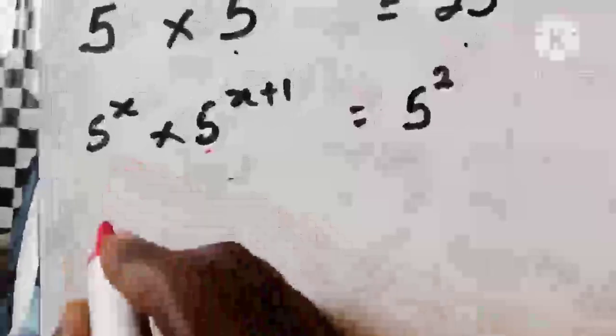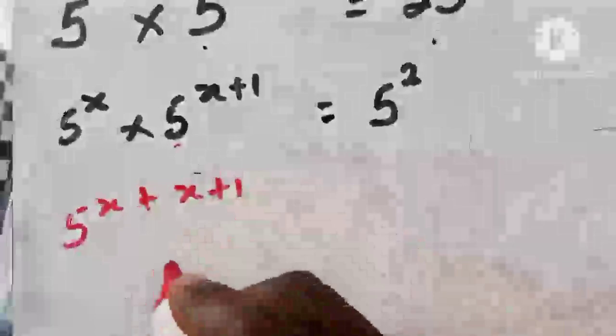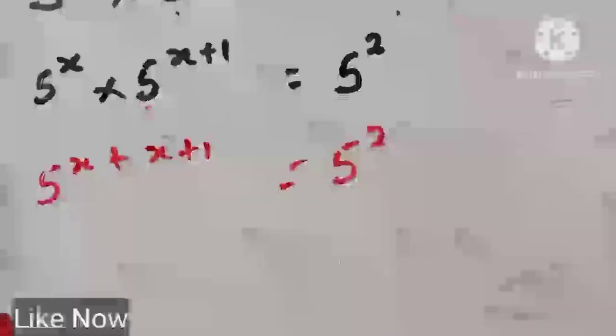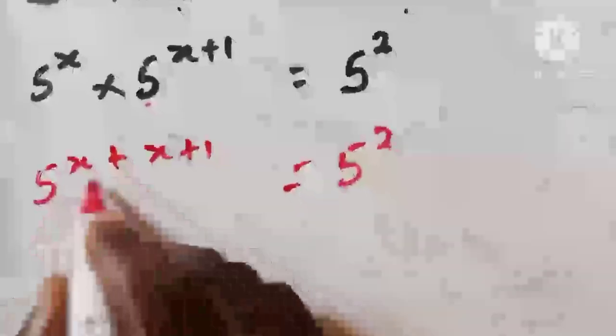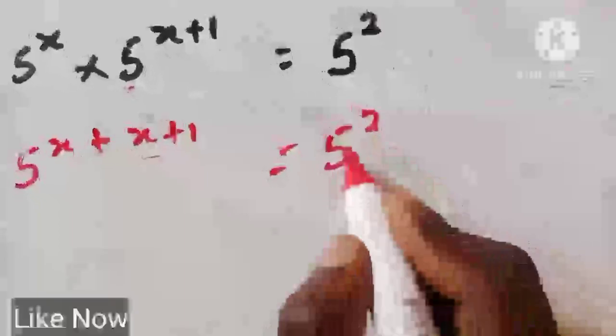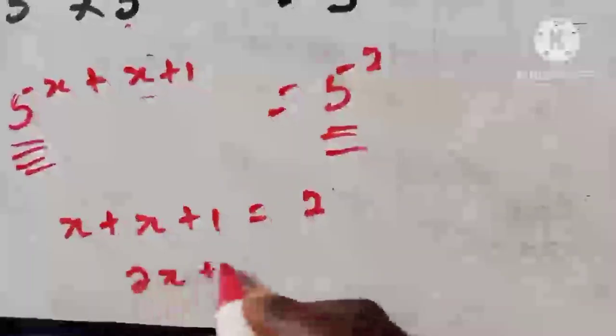So here we are going to have 5 raised to the power x plus x plus 1. Do you agree? That is equal to 5 raised to the power 2. At this point we can easily equate the exponents, everything at the top, to 2. The reason is that we have 5 here and another 5 here. That's very simple and straightforward. So you have x plus x plus 1, that is equal to 2. This gives us 2x plus 1 equal to 2. Do you agree?